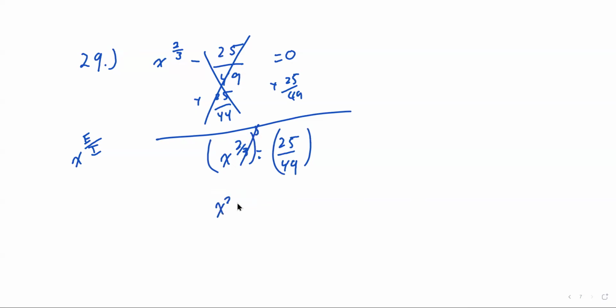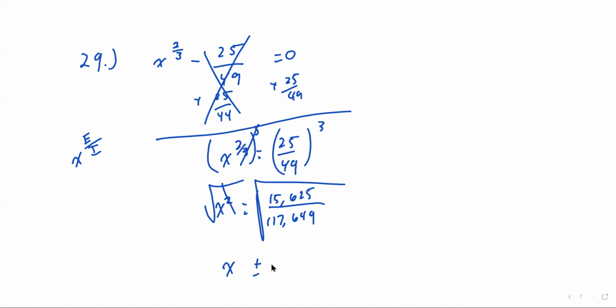So I now get x squared raised to the 3rd power here. So let's figure out what this is. This would be 25 times 25 times 25, which is 15,625. And this is 49 times 49 times 49, which is 117,649. And then now I can take the square root of this result. But don't forget, it can still be plus or minus.